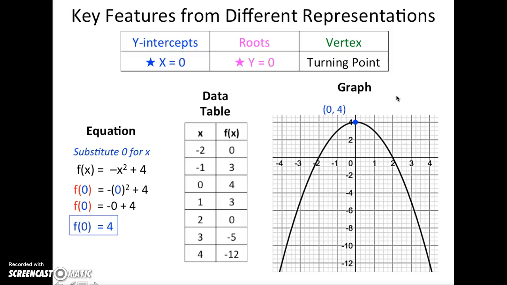Now let's try to see how we would find the y-intercept from the data table. So again, what do we know is true of the y-intercept? x is 0, awesome. So we're going to look in the x column of the data table until we find x is 0. And that point where x is 0 is going to give us the y-intercept.